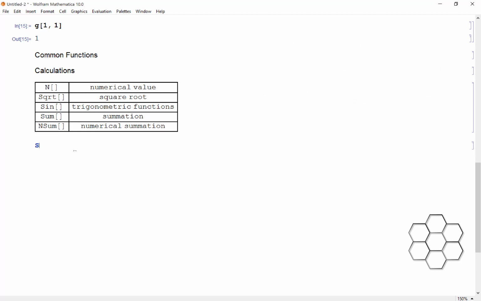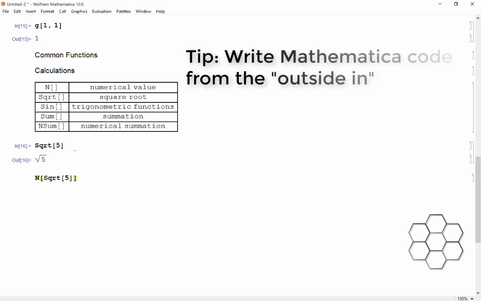So for example, if I say the square root of 5, we already saw something like this earlier. We get the square root of 5, but I want to know a decimal place. That's where the N comes into play. Now here's another tip. I'm going to embed a function inside my N function, which is totally valid. So the way I do that is I work from the outside in. So let me show you again. First of all, there's my decimal. There's the square root of 5 to 5 decimal places, 2.23607.